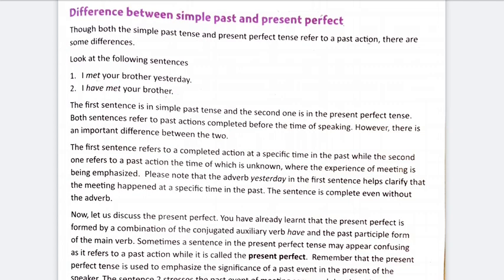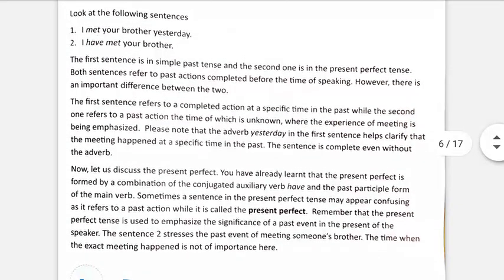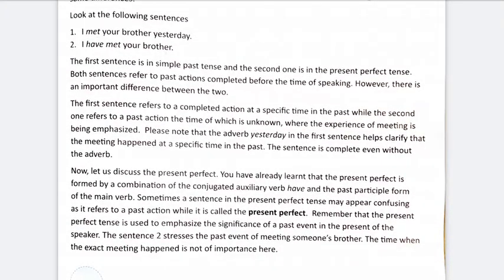Now we have to keep in mind that present perfect tense is used to emphasize the significance of a past event in the presence of the speaker. The action is over, but the presence of the speaker is there, and in that case only we will be using present perfect tense. And if past timing is specifically mentioned, then we will be using simple past tense.